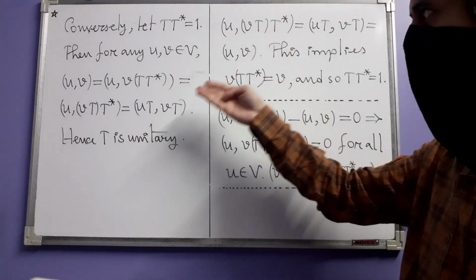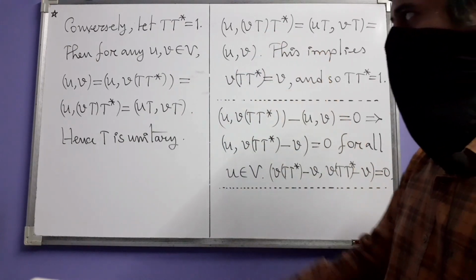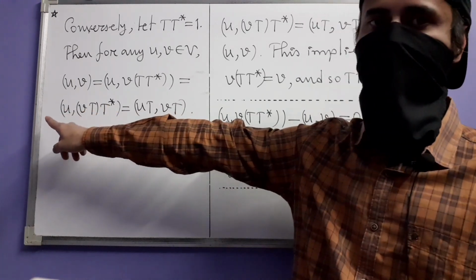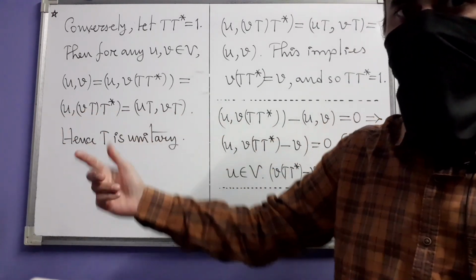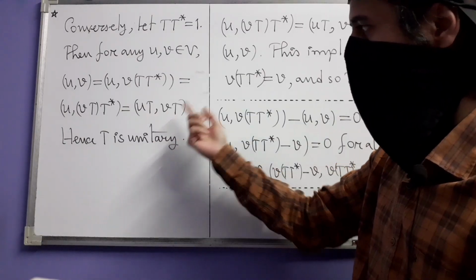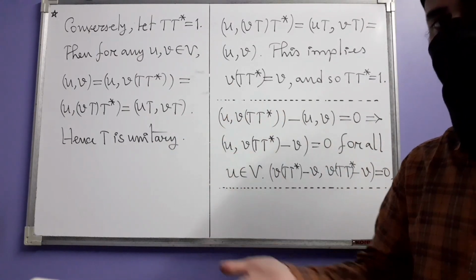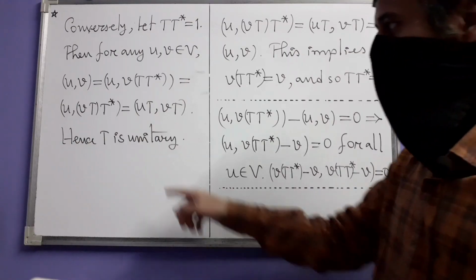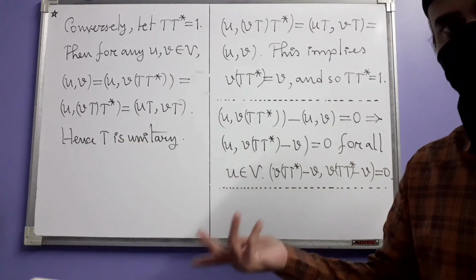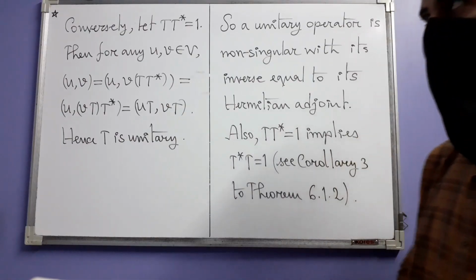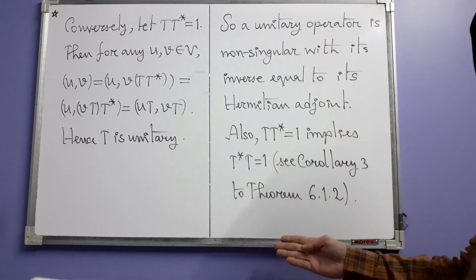And then the calculation proceeds exactly like these steps. This first becomes this, and then the T star moves over to the first component becomes T, and that way you get uT, vT. But then this is the meaning of an operator being unitary. So that is how T is unitary, and the proof ends. And from this lemma we can further draw this conclusion.